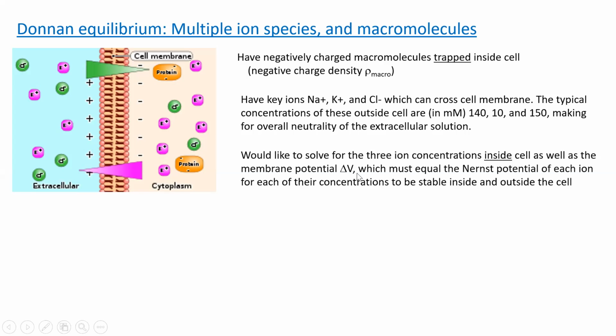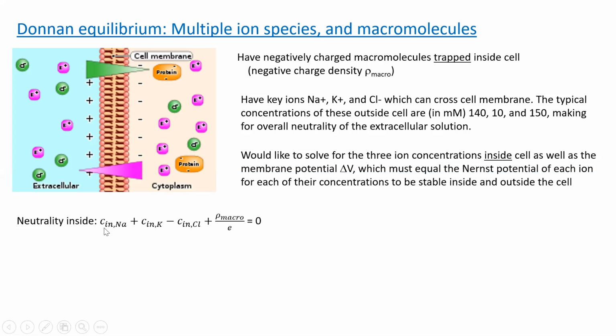We also know that in order for these ions to be in equilibrium, from the definition of the Nernst potential, the membrane potential must equal the Nernst potential of each ion for each of their concentrations to be stable inside and outside the cell. If the membrane potential is different from the Nernst potential for a given ion, that ion will flow in one direction or the other.